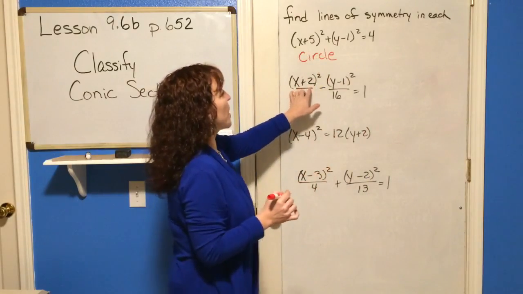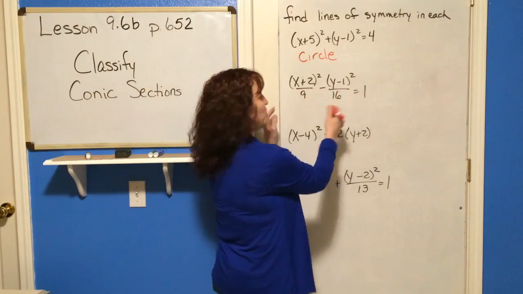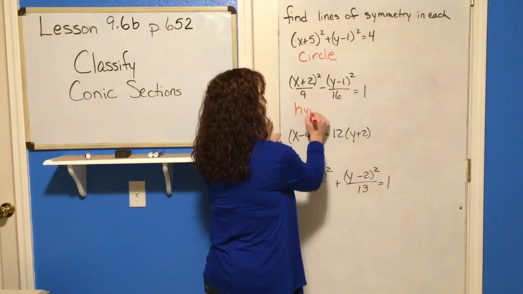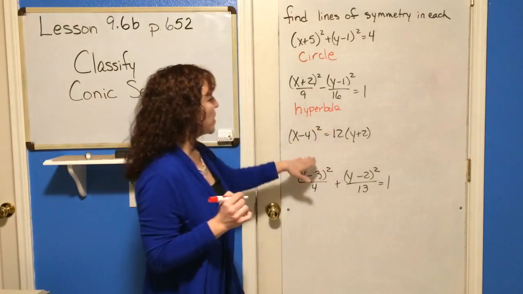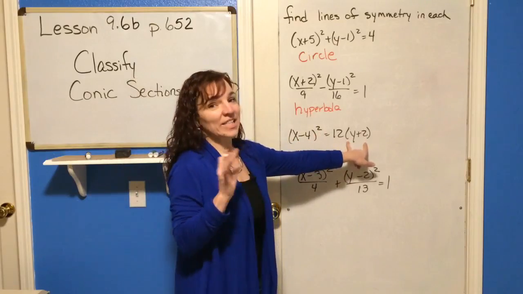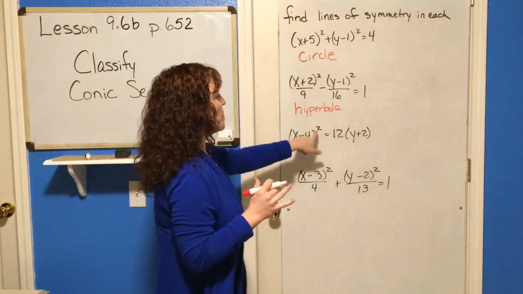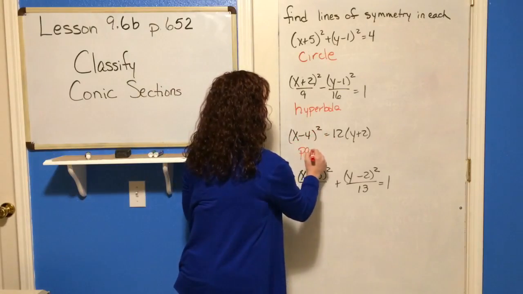Because this is a squared term minus a squared term equal to 1, this would be a hyperbola. Are you recognizing them? This one has one squared term, and the y is not squared. So if the x term is squared, this is a parabola.